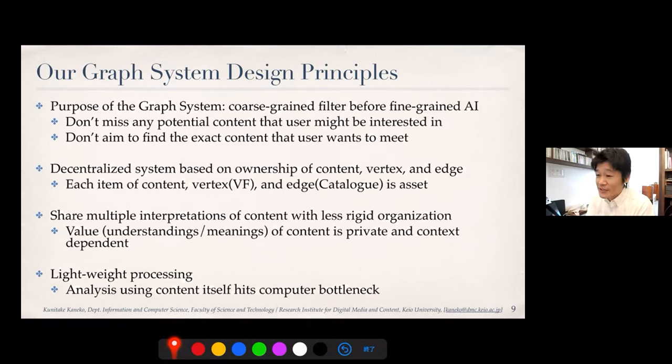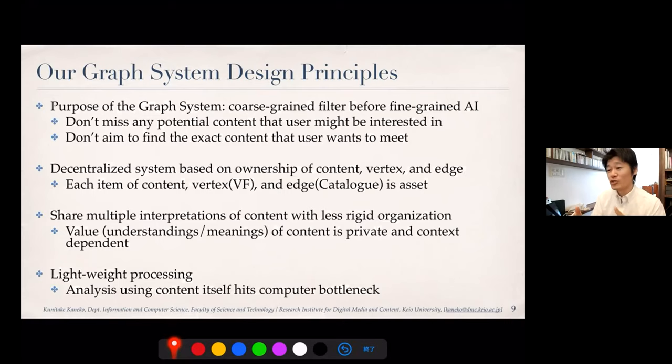It is a decentralized system that is ownership based, because anybody can create the budget files and the catalog, and it's free to make, okay? It would be for public use, but the ownership is very important, because that is an asset, the result of intellectual activities. Each individual interpretation of the contents, each individual interpretation of the classification, is sometimes, or usually, a private activity. It means it is user dependent, okay?